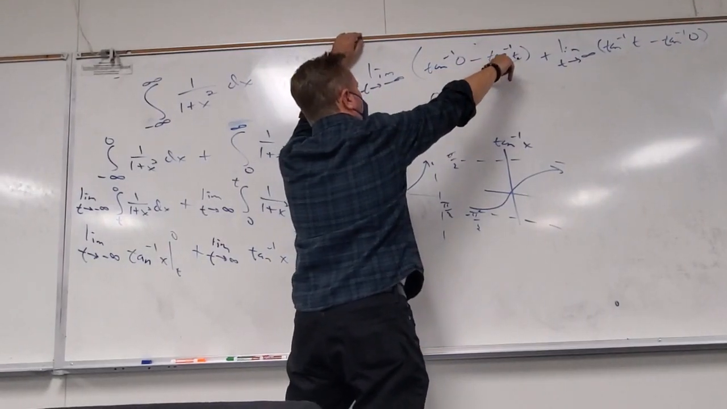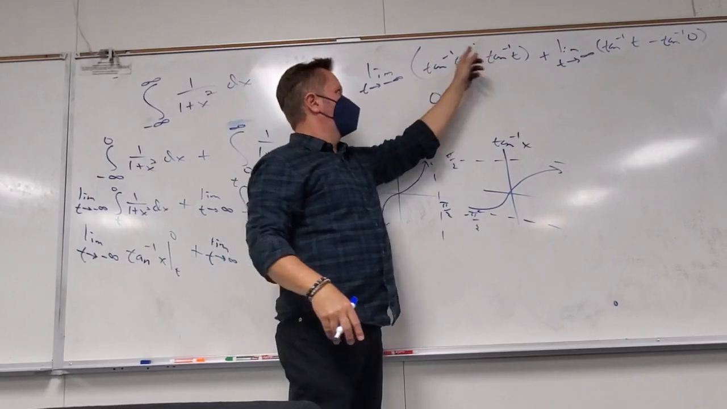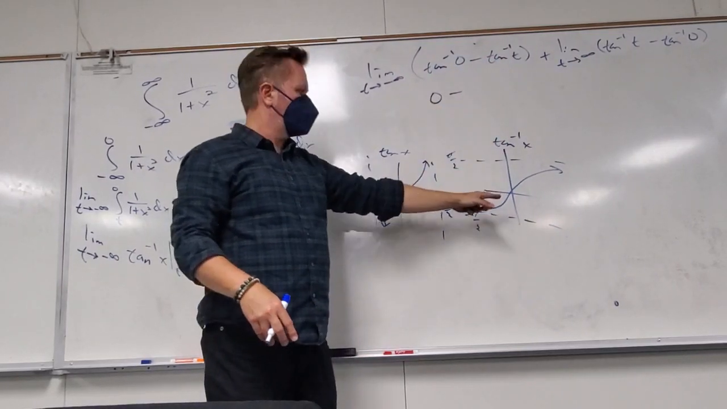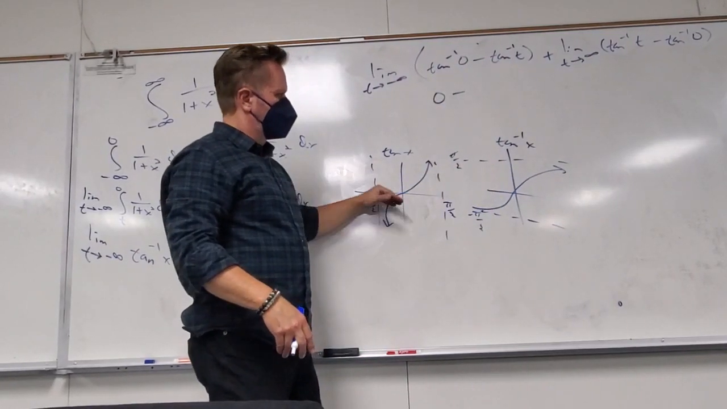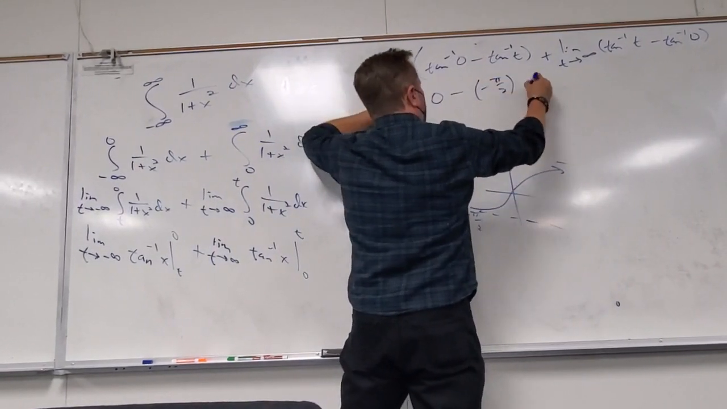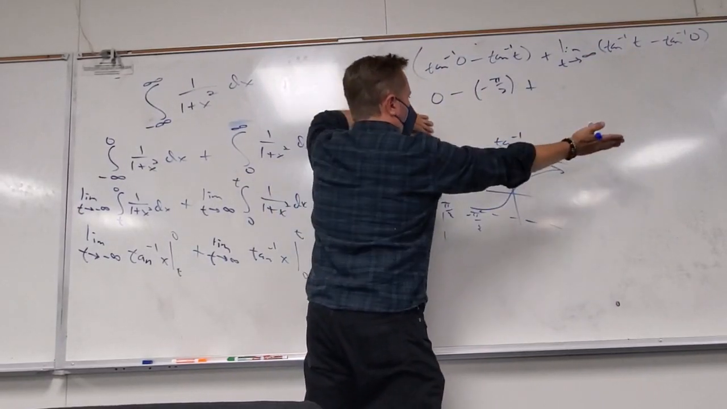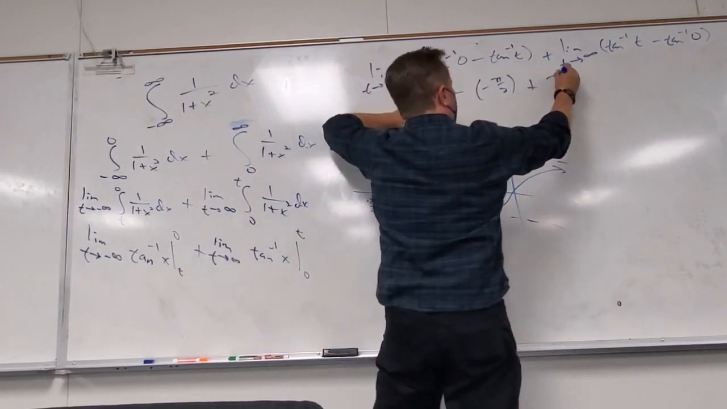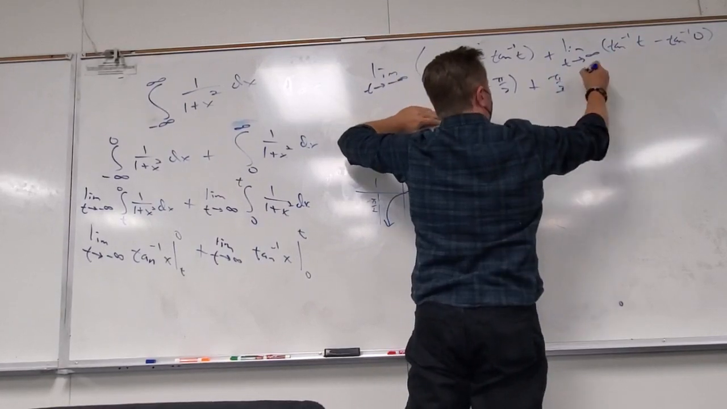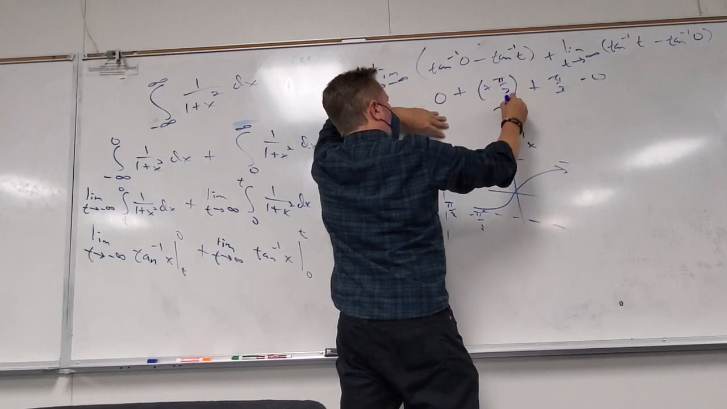So what is the arctangent of negative infinity? Or what's arctangent doing as its input gets really, really big negative? It's going to negative pi over 2. Plus, what's the limit of arctangent as this input gets really, really big? Pi over 2. And of course the arctangent of 0 is 0. So you get half of pi plus half of pi, which is a whole pi. Neat.